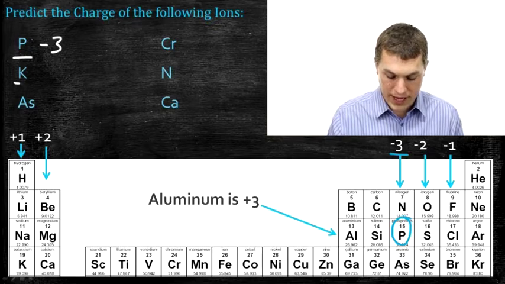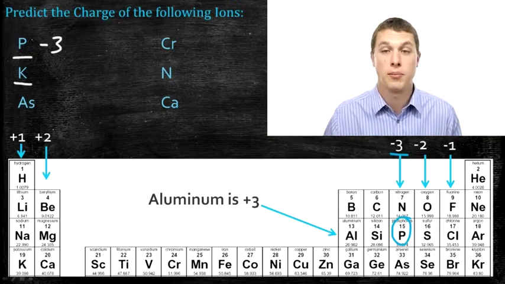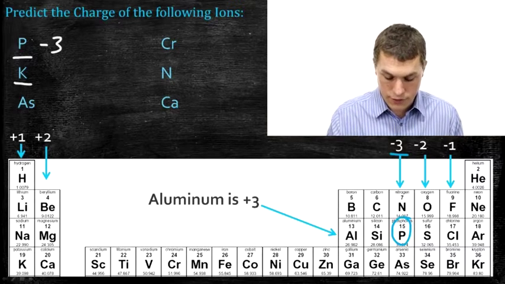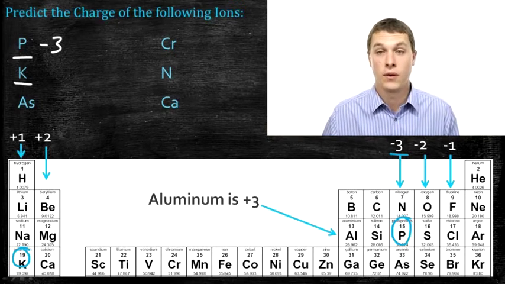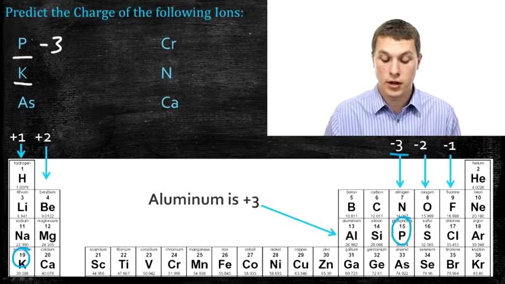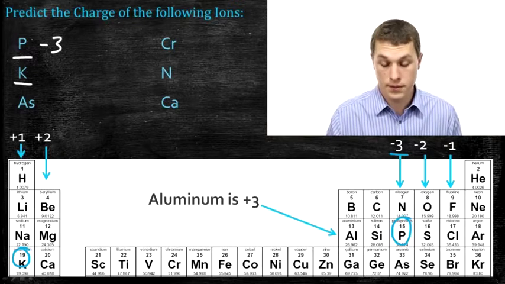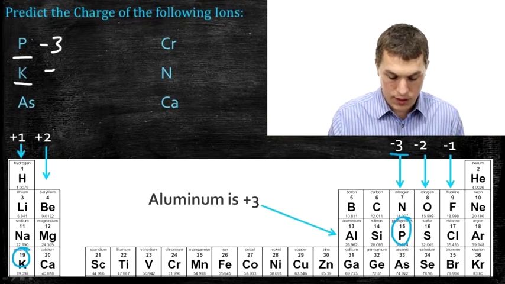Okay, the next guy we have is potassium, and all we have to do is go locate potassium. Potassium's in our first group right here, below hydrogen, lithium, and sodium. And those elements tend to form a positive 1 ion. So potassium becomes a +1 ion.